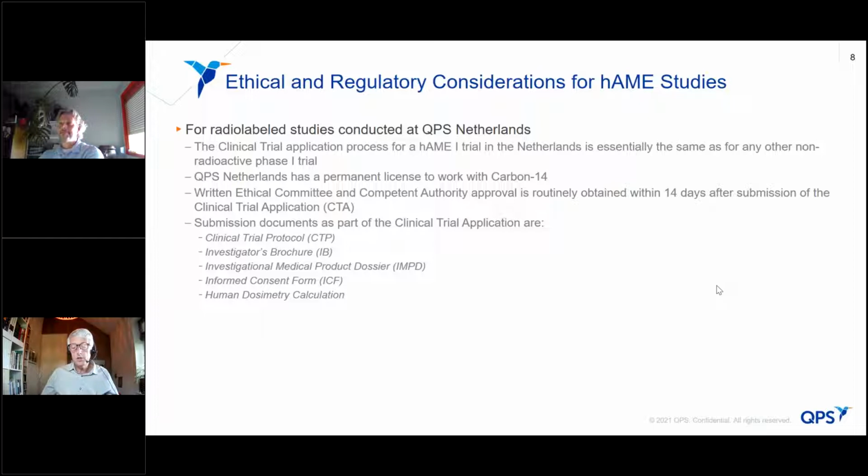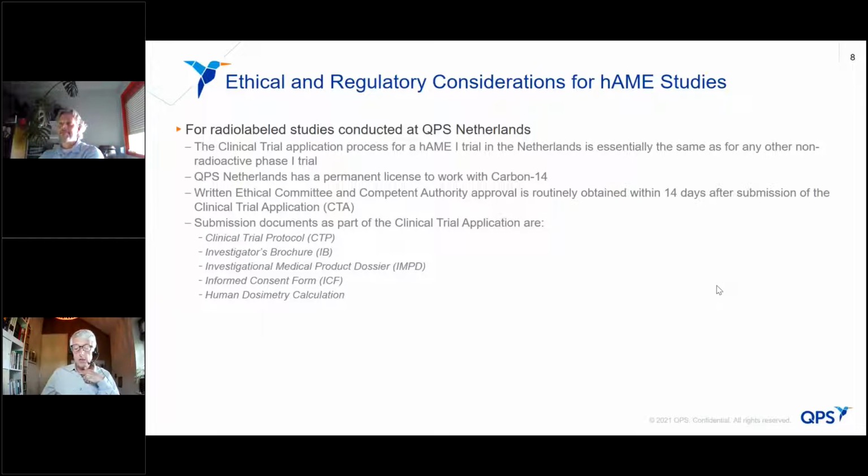In general, CTA application in the Netherlands is fast and efficient. We have a parallel submission where documents are submitted to both the competent authority as well as to the IRB. The IRB is also responsible for the design and the scientific review. This leads to fast CTA approval, normally in 2 to 3 weeks.